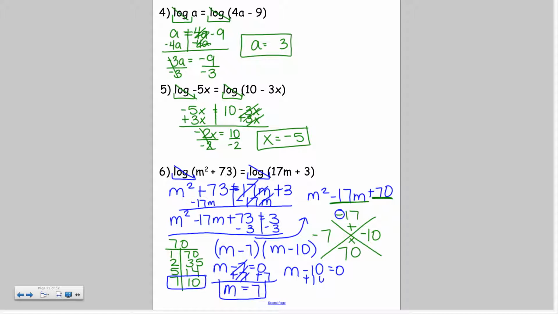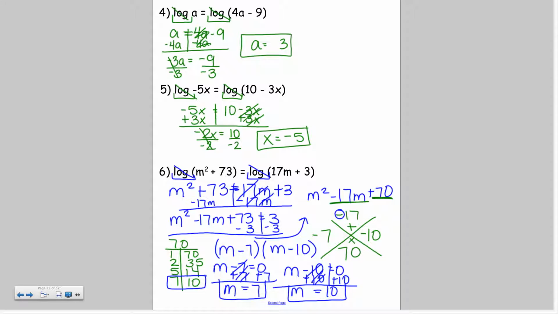All right, the other one I'm going to add 10 to both sides. All right, so bring down my m. This cancels out. So equals 0 plus 10 is 10. So my other solution is m is equal to 10. So that is how we work with a log on each side.